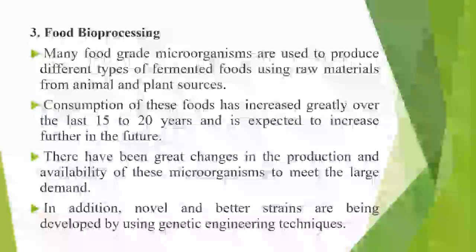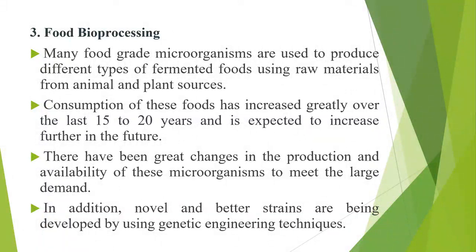And the third one is the food bioprocessing. The first two are the negative impact of the microorganism in association with the food, and this one is one of the positive impacts of microorganisms, that is, they are mainly used in food bioprocessing. Many food grade microorganisms are used to produce different types of fermented food using raw materials from the animal and plant sources. So one of the important applications of these microorganisms is that they can be used to produce many valuable products on a large scale. These microorganisms help to convert cheap raw materials from the animal and plant sources to valuable products.